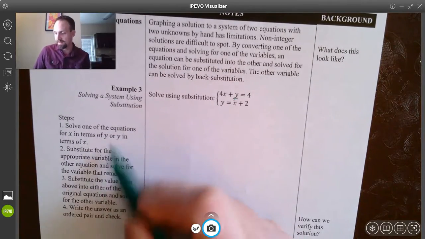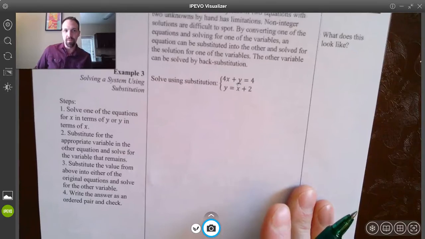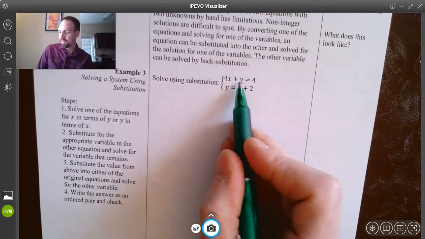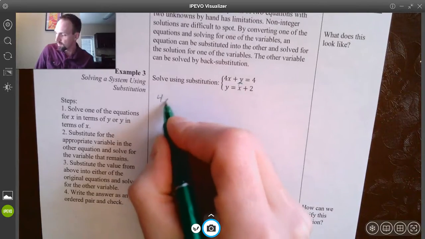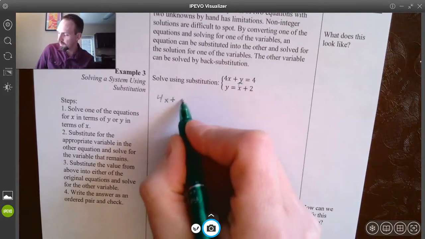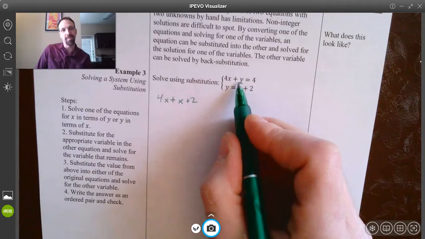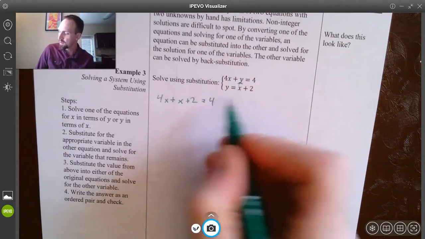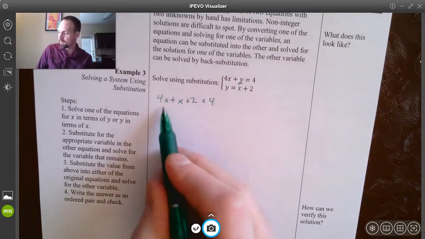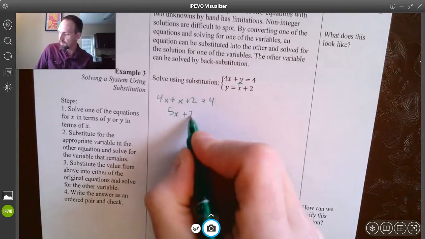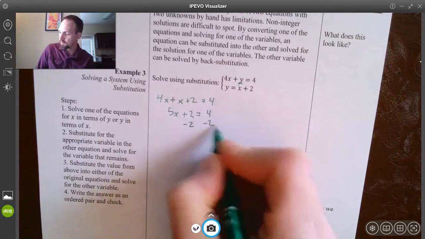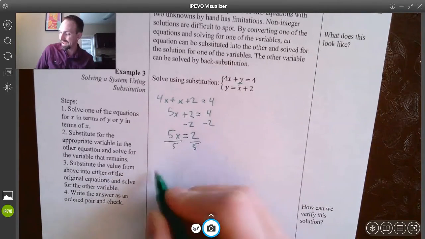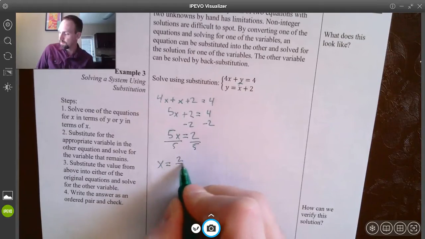So this is what I just did right here, these steps. I solve one of the equations in terms of y. So here we have y equals, and then I substitute that in for the other equation. So this is going to be 4x plus x plus 2. There's no coefficient here with this y, but if there was, you would distribute that number as well, equals 4. So then I just combine this. I have 4x plus x is 5x. 5x plus 2 equals 4. Minus 2, I get 5x equals 2. Divide by 5, and I get x equals 2/5.